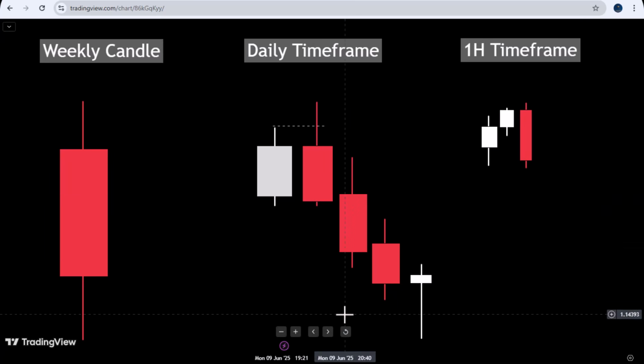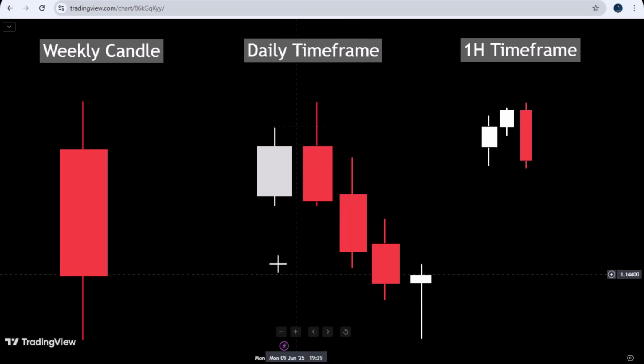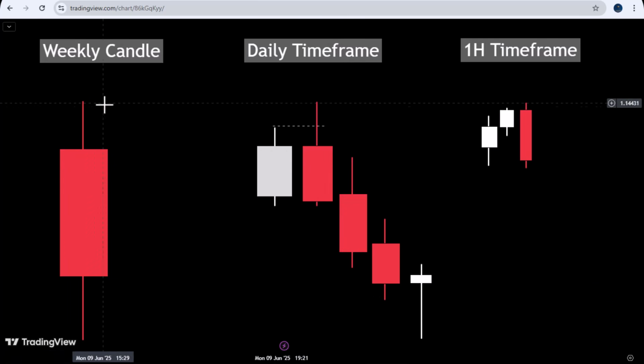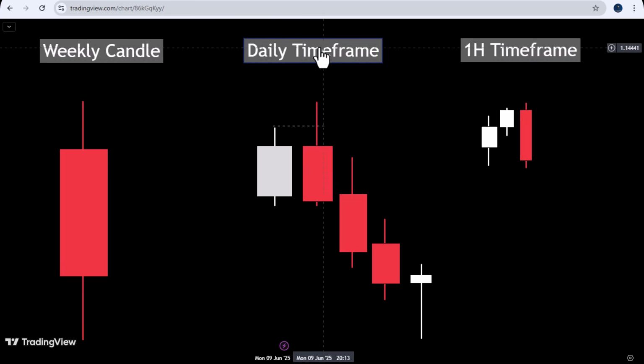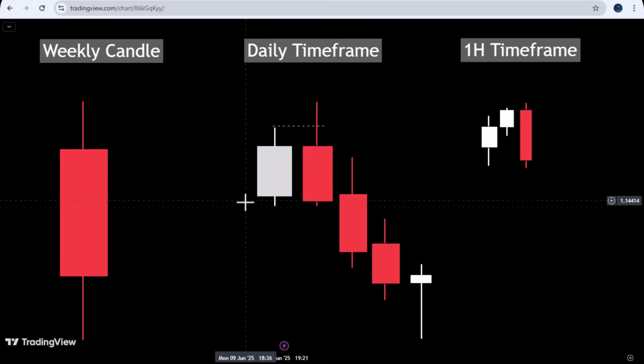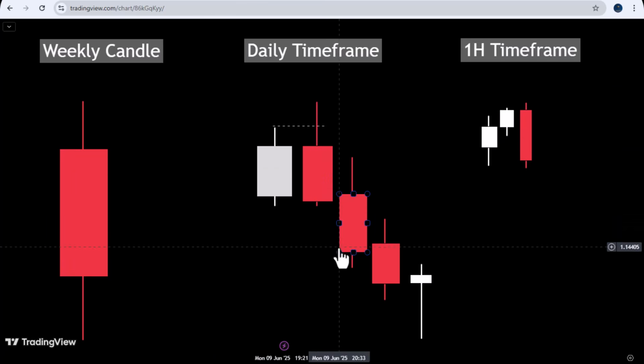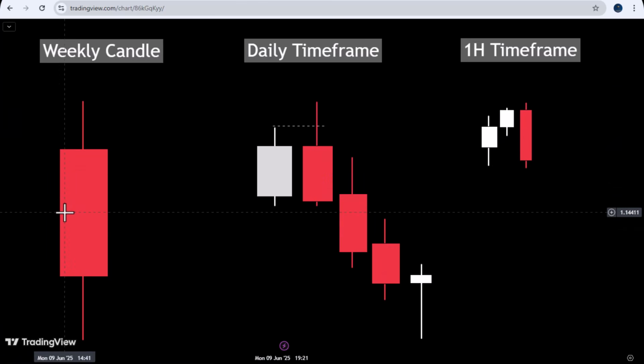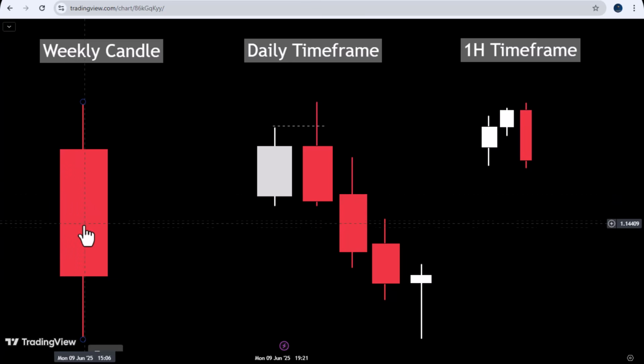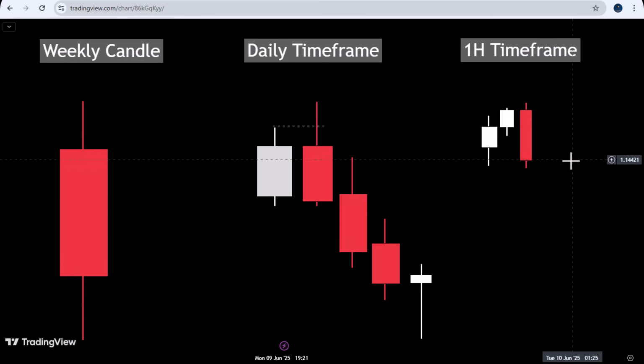So now this is a complete weekly candle. However, here we have the daily time frame. This daily time frame shows us what happens when this candle is forming. And then we'll talk about the 1 hour time frame later as a confirmation.